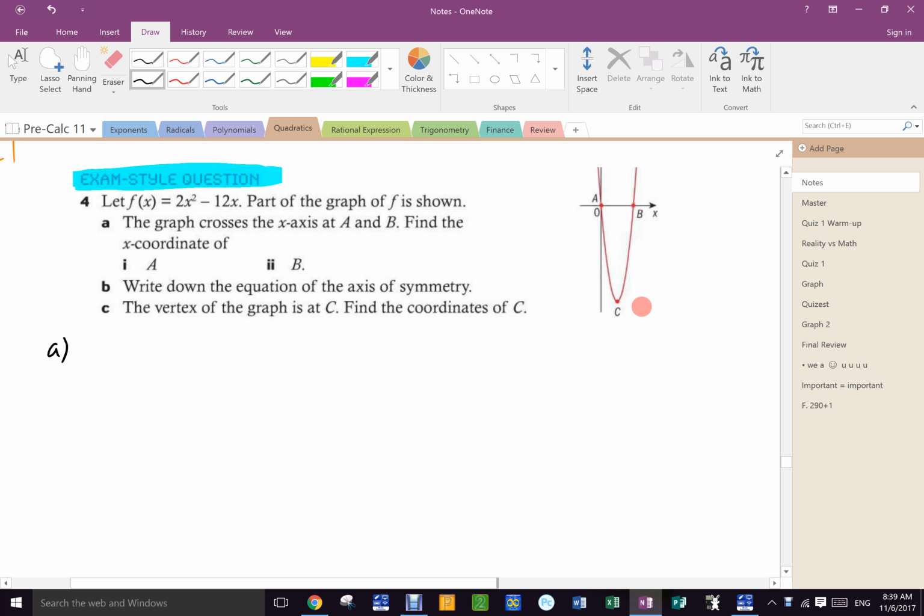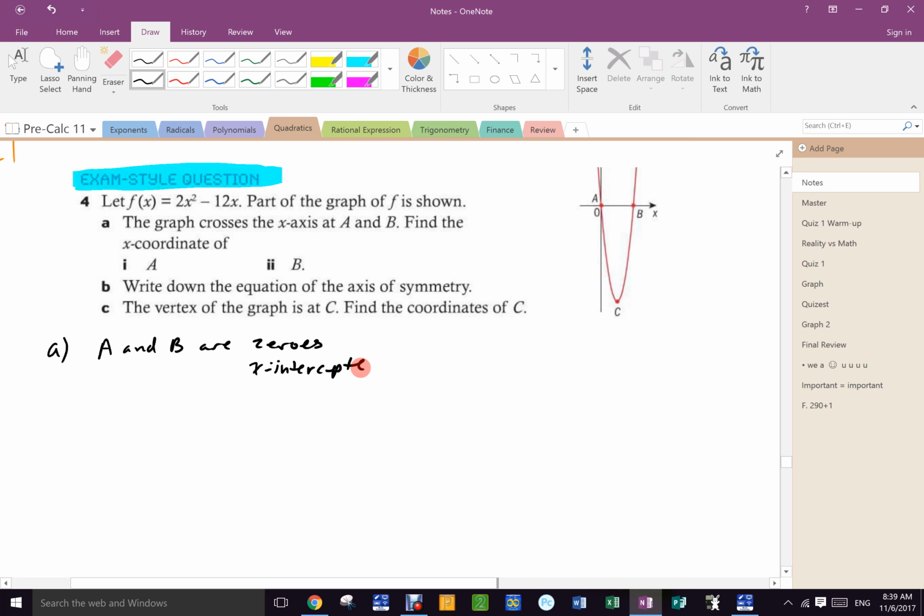Okey dokey. What are A and B? Zeros is one word for them. A and B are zeros. That's what our calculator calls them. They're x-intercepts.